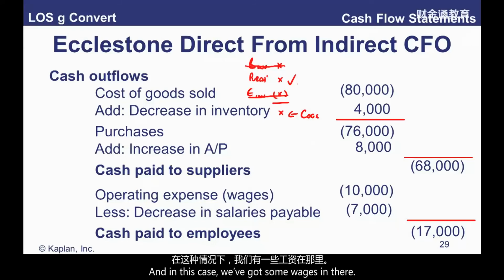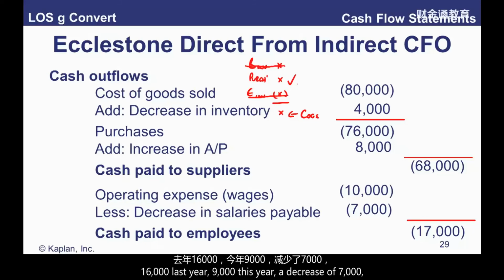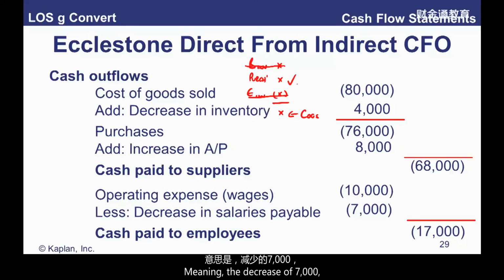In this case, we've got some wages in there. So we've got a wage expense of 10,000, put that in. It's an expense, I put it in brackets to indicate it's negative. Then into the balance sheet to look for any asset or liability relating to wages. We've got salaries payable, 16,000 last year, 9,000 this year, a decrease of 7,000. A decrease, of course, we're going to deduct. Meaning, decrease of 7,000, taking us to cash paid of 17,000 to our employees.